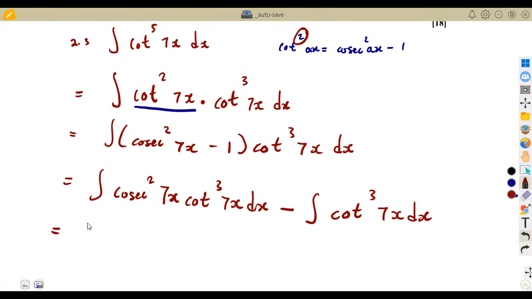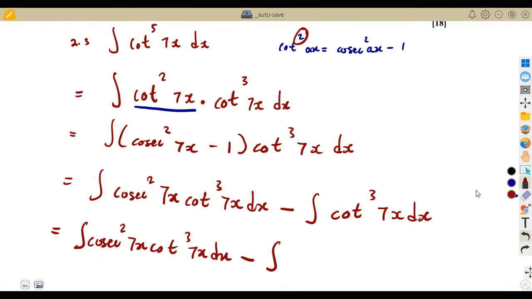So let's expand again. So here we are done. There's nothing that we're going to do. We can integrate that, just rewrite as it is. So it's going to be cosec squared 7x cot cubed 7x with respect to x minus the integral of cot.